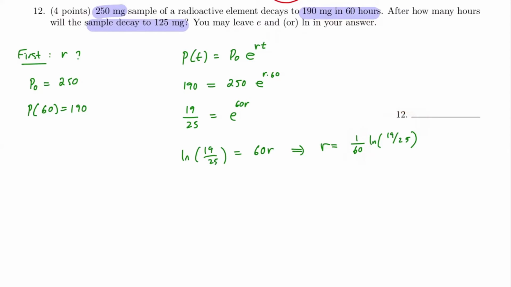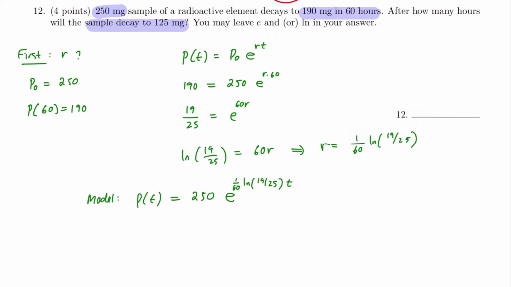Let's just keep it this way. But of course, you can rewrite your answers in multiple ways, especially when you have logarithms involved. Okay, so that is our rate. So our model for this problem, the amount at any given time t, is equal to the initial amount, which is 250, times e to the power of (1/60) ln(19/25) times t. All of that is in the exponent.